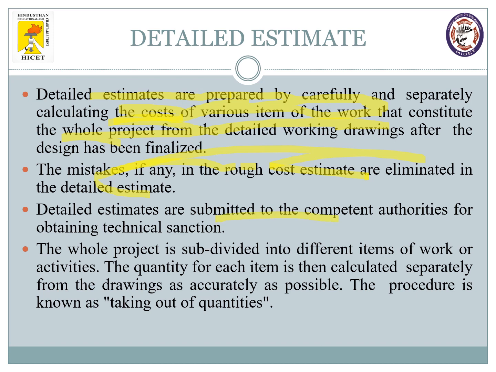This has to be submitted to the competent authorities for obtaining technical sanction, particularly in tenders for contract documents. You have to submit this detailed estimate. Without it, your tender will be rejected, right? In this detailed estimate, the whole project is subdivided into different items of work or activities. These are calculated from the drawings, and this procedure is known as taking out of quantities. In the next slide, I'll explain how these quantities are taken.